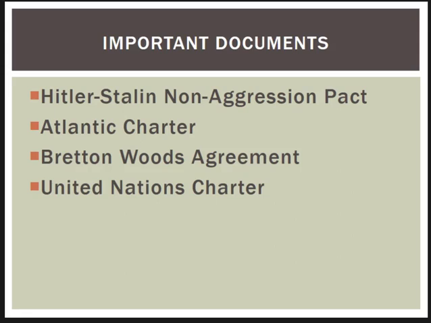The important documents are the pact that Hitler and Stalin signed early in the war not to make war on each other. Obviously, Hitler violated that pact, but for about 3 years it did keep the Soviet Union out of the war. The Atlantic Charter, an agreement between President Roosevelt and Prime Minister Churchill.